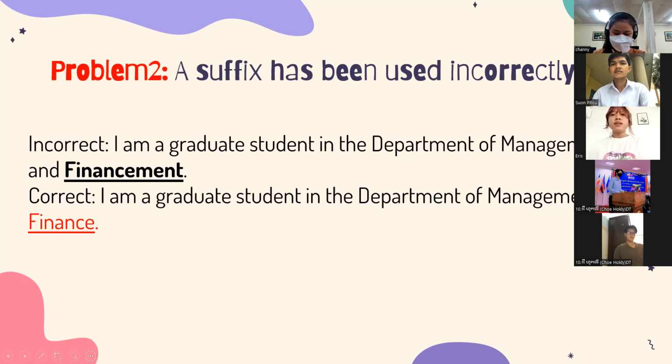Look at this example. The incorrect one is: I am a graduate student in the Department of Management and Financement, which is incorrect because here they use financement. The correct one is: I am a graduate student in the Department of Management and Finance. So you have to know about suffixes in order to avoid using them wrongly, and you have to learn about it yourself. Let's move to the next slide.